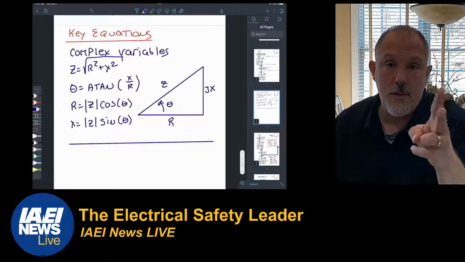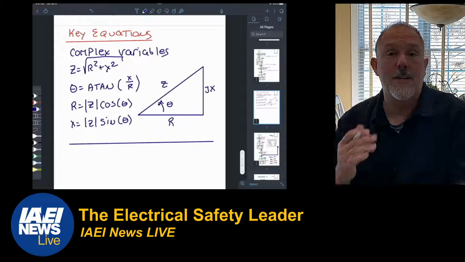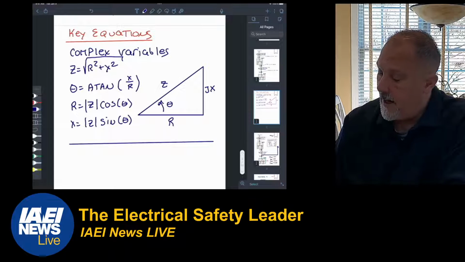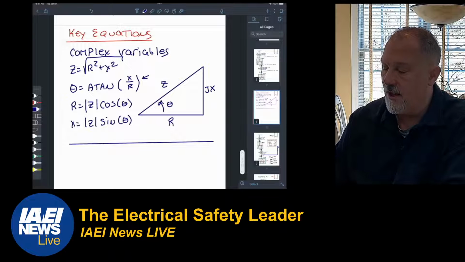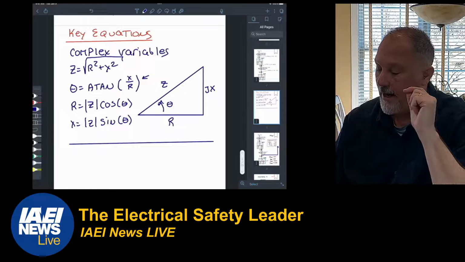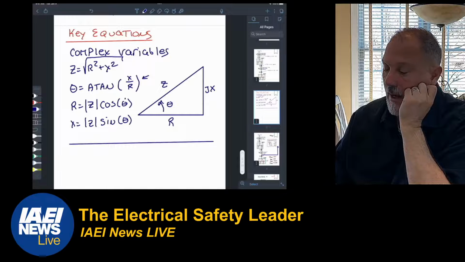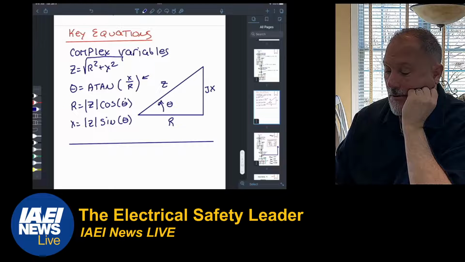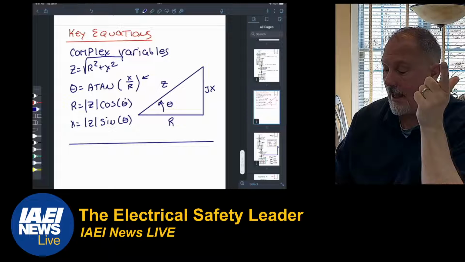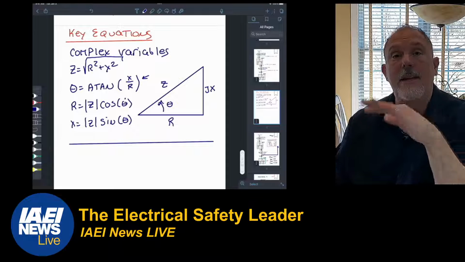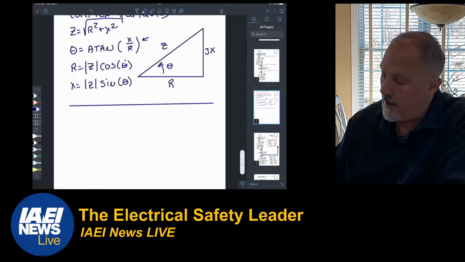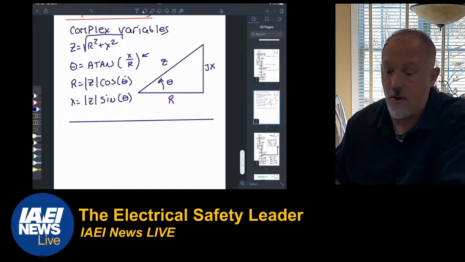And once you know any two of those, right? So if I know the X to R ratio, I would do an inverse tangent and get theta. Now I know theta and the X to R ratio, and I could calculate everything else. So you just need a couple data points. All right, so that's it for complex variables.